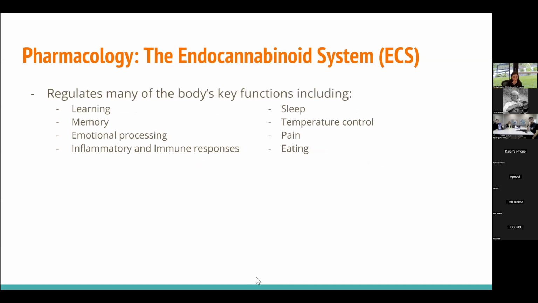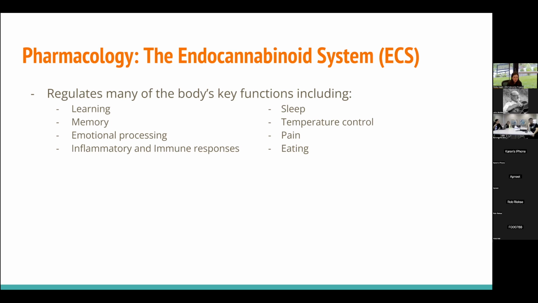So how do these two components play a role in our bodies? The endocannabinoid system, or the ECS, is a vast network of chemical signals and cellular receptors that are densely packed throughout our brains and bodies, and they work to control the levels and activities of most other neurotransmitters. It is a more newly discovered system in our body, and it's under a lot of preliminary research still. The system works to keep homeostasis and regulate many key body functions, including learning, memory, emotional processing, inflammatory and immune responses, sleep, temperature control, pain, and eating.